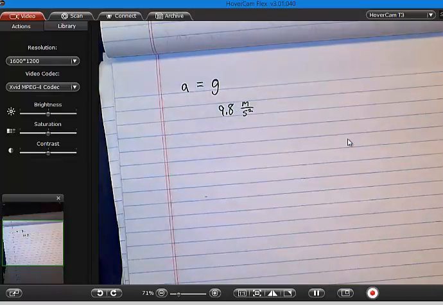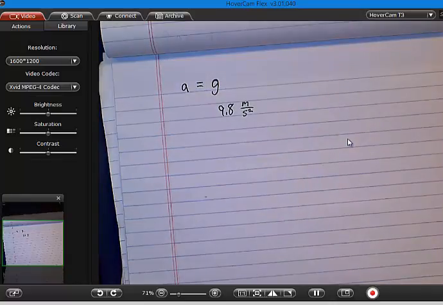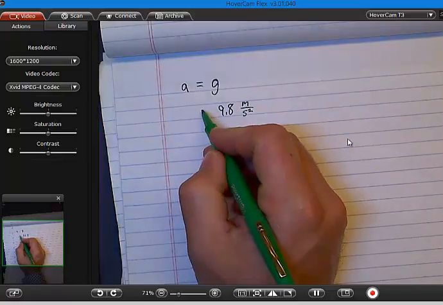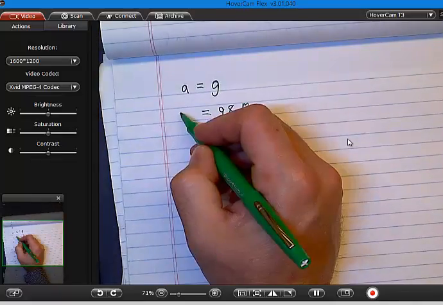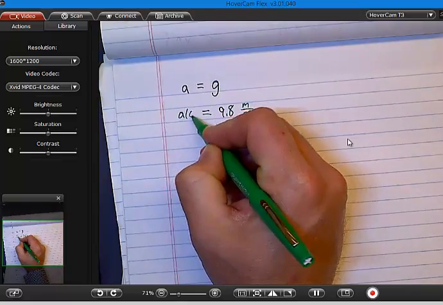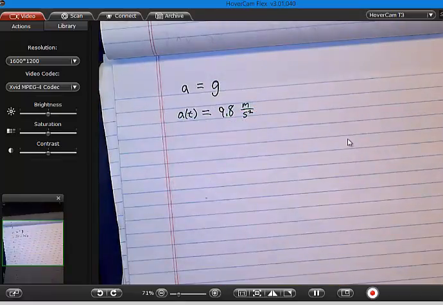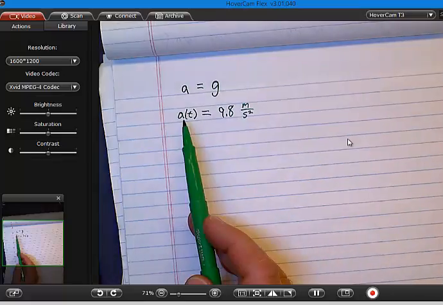See, I was raised by an engineer who told me that the acceleration due to gravity was 32 feet per second, per second squared. So I think of it as feet. But here we go. And this is equal to a of t, the acceleration of an object that's falling: 9.8 meters per second squared. Well, here's something you may have learned.